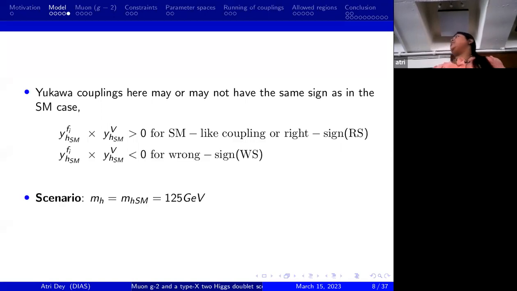So in our scenario, our small h is our standard model like Higgs, with a mass of nearly 125 GeV, and the other CP even neutral particle is capital H, which always has a mass greater than 125 GeV. So we are looking at the scenario where capital H is the heavier one.